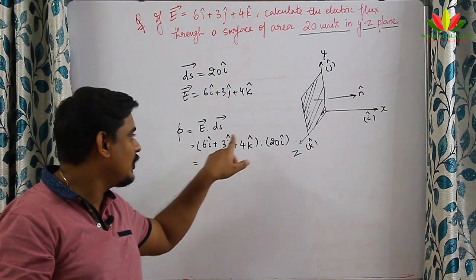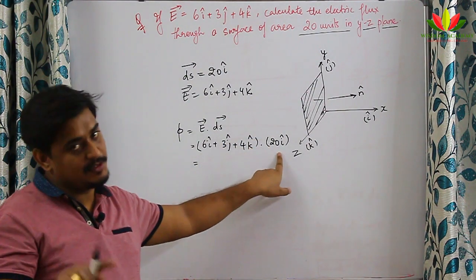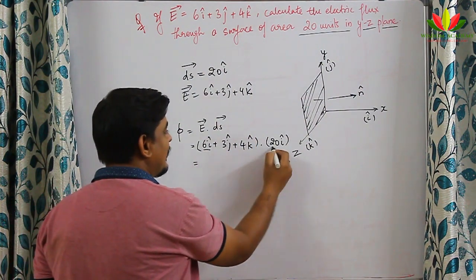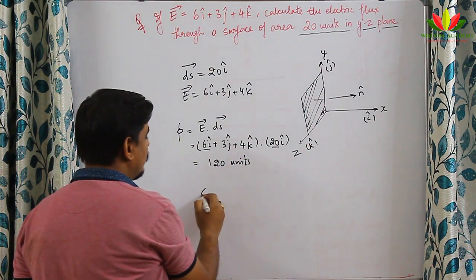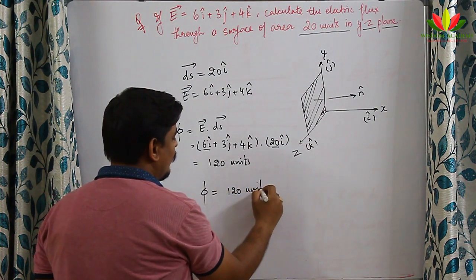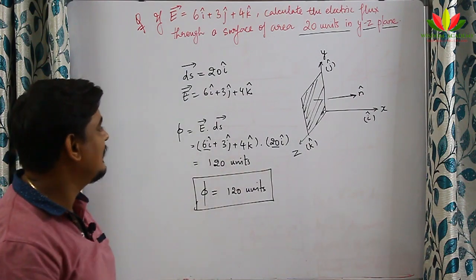i cap dot i cap will be 1, j cap dot i cap will be 0 and k cap dot i cap will be 0. So, only these two will go in multiplication and I will get 120 units. So, the value of electric flux is 120 units. Very basic question, just to give you a clear understanding about the ds I used this.